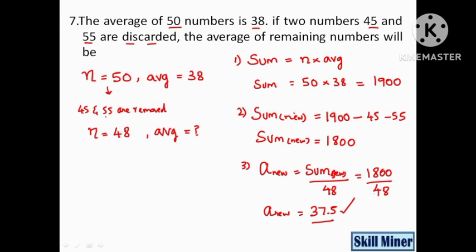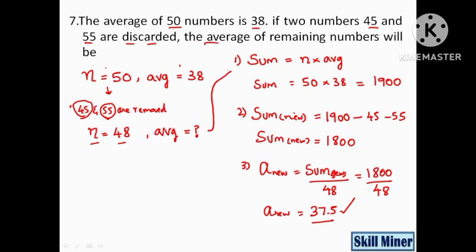Okay, once again I'm explaining. There are totally 50 numbers, their average is 38. In those 50 numbers, the numbers 45 and 55 are removed. After removing these, we need to find the new average. So after removing these two numbers, the total numbers will reduce to 48. So from this we need to solve the problem step by step.